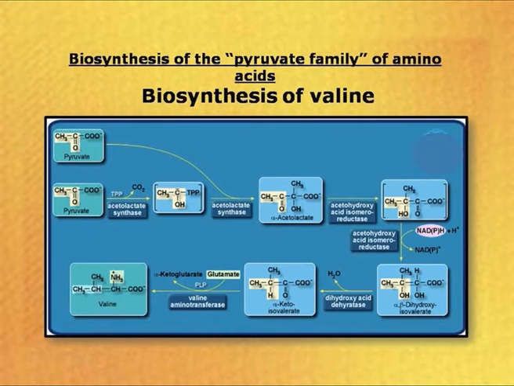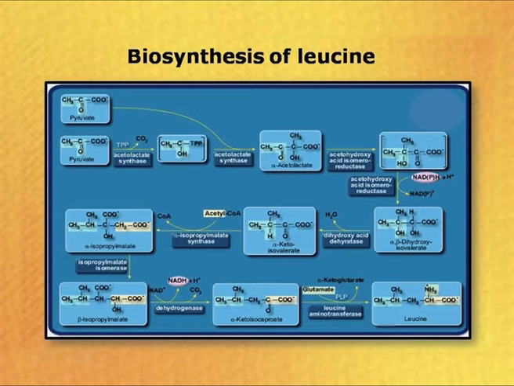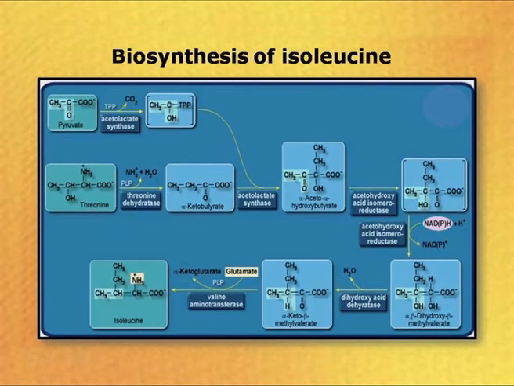the biosynthesis of valine, and it falls under the pyruvate family, meaning that it is synthesized from the starting compound pyruvate. Now, the biosynthesis of leucine, we can see in this slide that it also follows a complex multi-step pathway, and also the starting compound is pyruvate. Next, we can see in this slide the biosynthesis of isoleucine, which also follows a multi-step pathway, and the starting compound is pyruvate.